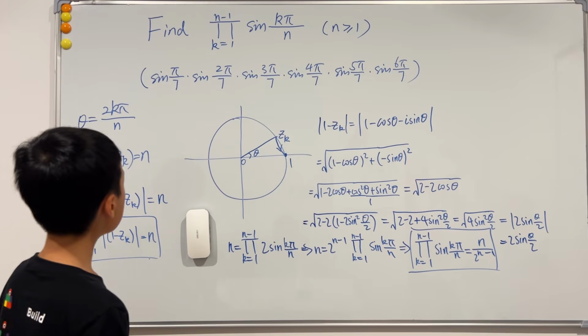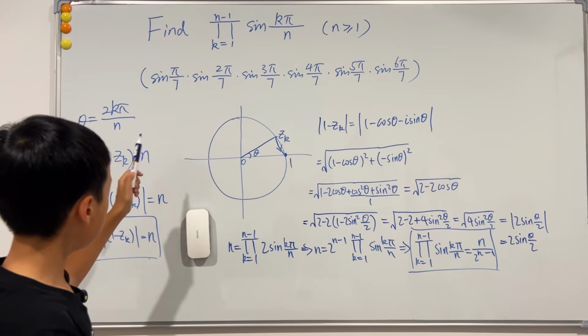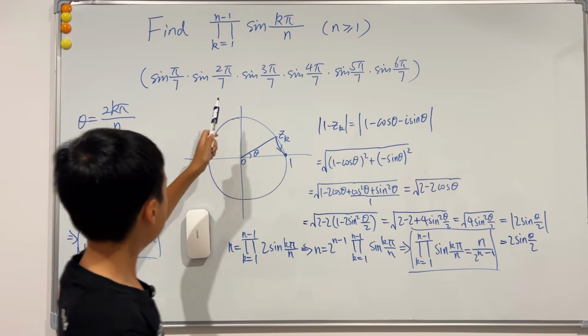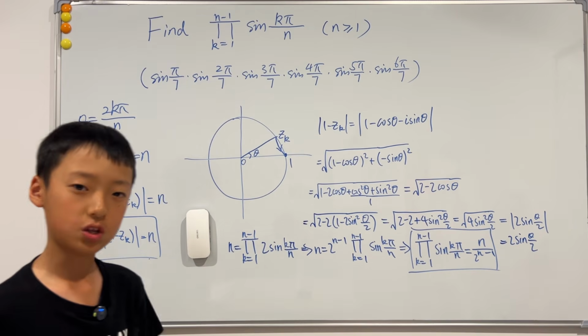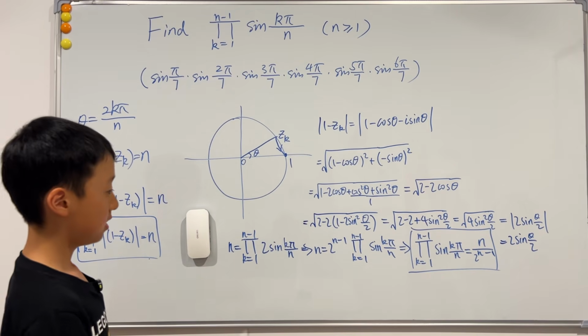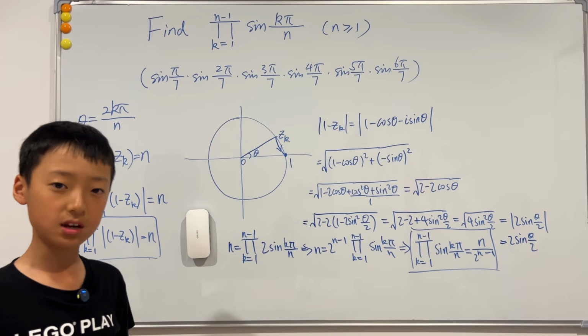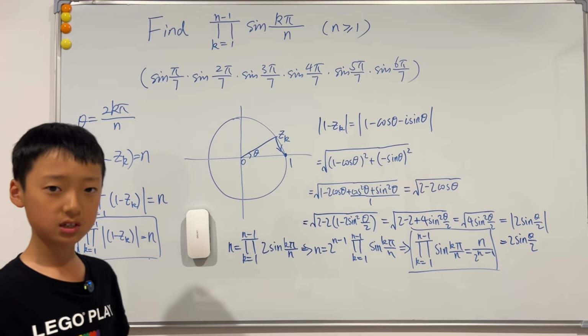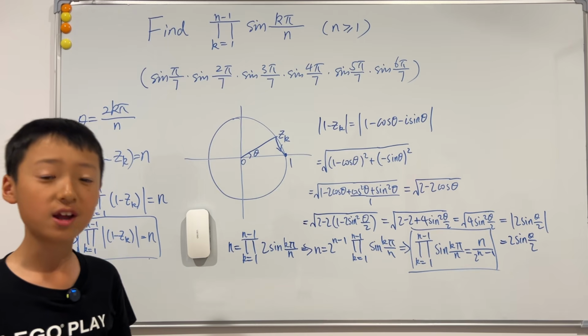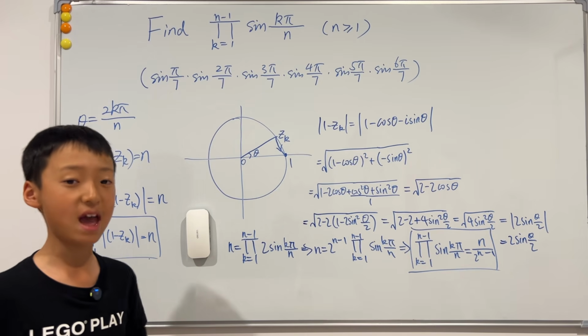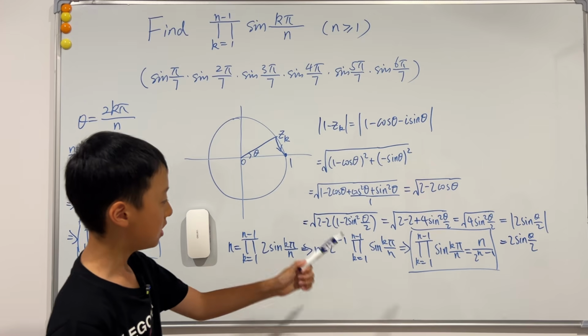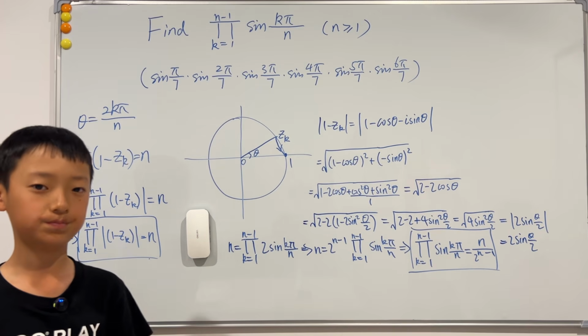And also for fun, if you want to plug in the values of n into this formula, you can do that. Then, since n is 7, it'll be 7 over 2 to the power of 6, which is 7 over 64. And that is actually the real answer. So we know that this is completely true.